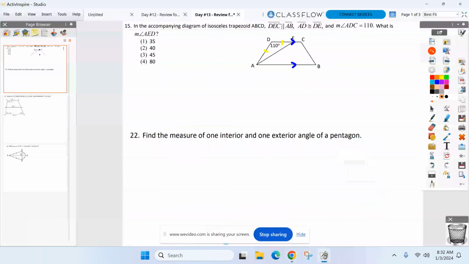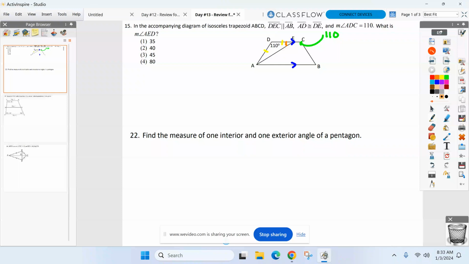Here we go, Bailey. Angle DCB would also be one. Great job. This is an isosceles trapezoid. The property's right in front of you right now. Base angles are equal, so angle C is also 110. And just a reminder what angle we're trying to get to here: AED, this one right here. I've got to get to that angle.